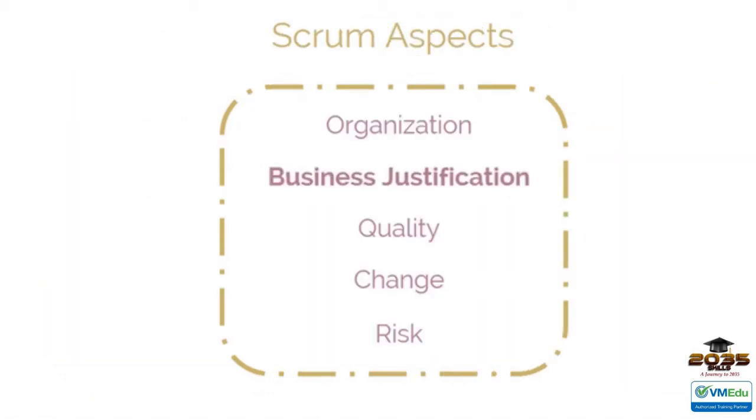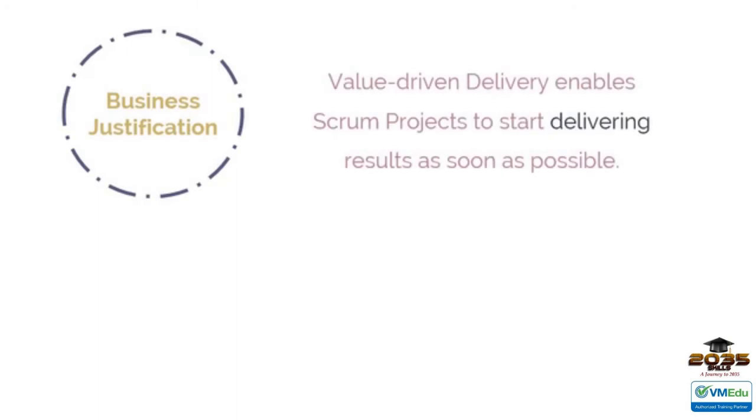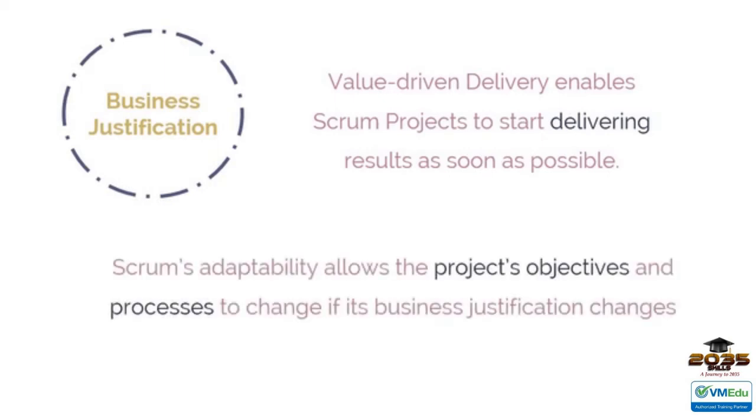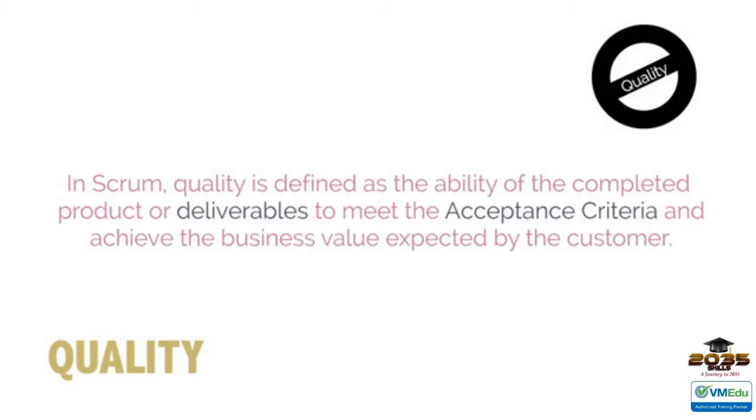Business justification. Value-driven delivery enables Scrum projects to start delivering results as soon as possible. Scrum's adaptability allows the project's objectives and processes to change if its business justification changes. Quality. In Scrum, quality is defined as the ability of the completed product or deliverables to meet the acceptance criteria and achieve the business value expected by the customer.